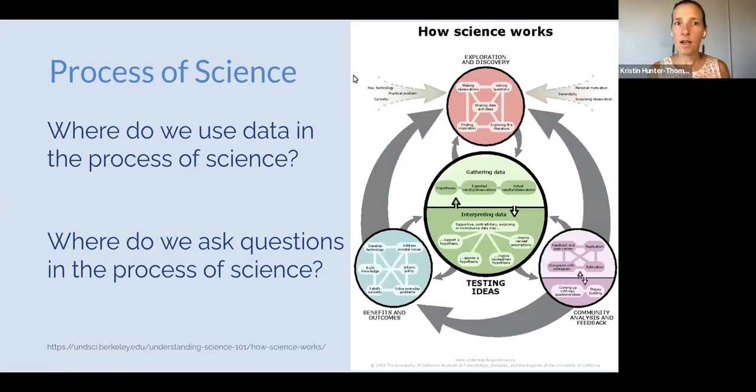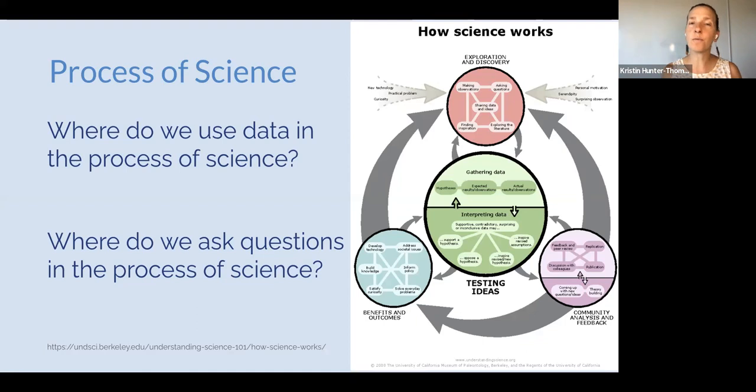So, when we think about the process of science or the process of making sense of information, I want us to pause for a second. In our last What Are Data, I alluded to data being related to our question. So then my question is, okay, when do we use data? And when are we asking questions?